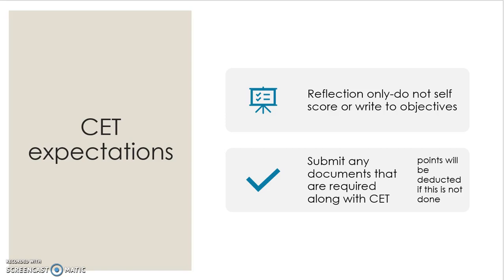Any documents that you were required to submit along with your CET need to be uploaded. You'll get instructions on that the day of the ASCII. Points will be deducted if this is not done, so please do upload anything that's been assigned.